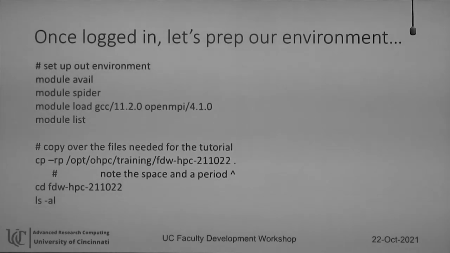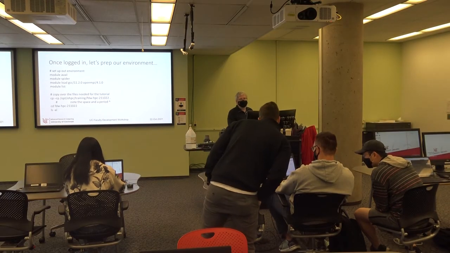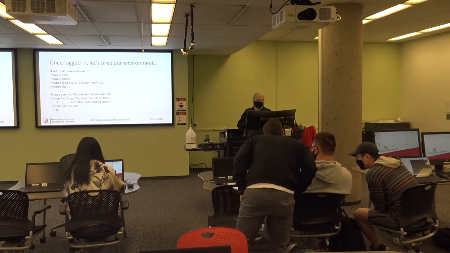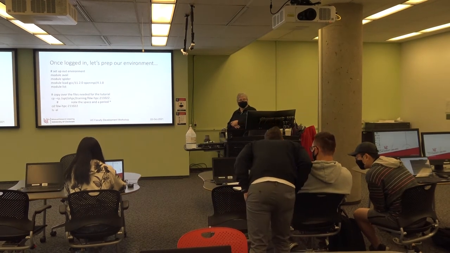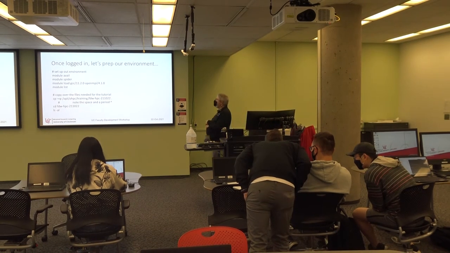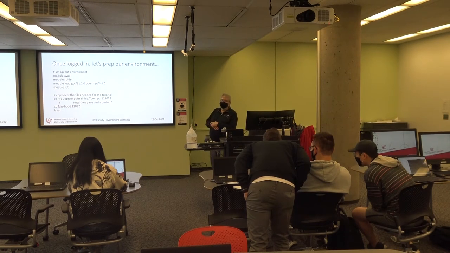Once you copy it over, you can cd, that's change directory, into that directory that you've just copied over. And then do an ls, that'll show you a list of all the files in that directory. The -rp on the copy command is to recursively do the copy and maintain the permissions. That's things like dates, permissions on the file, things like that.